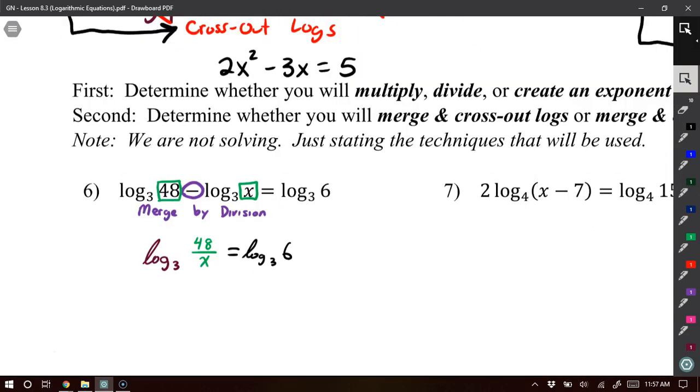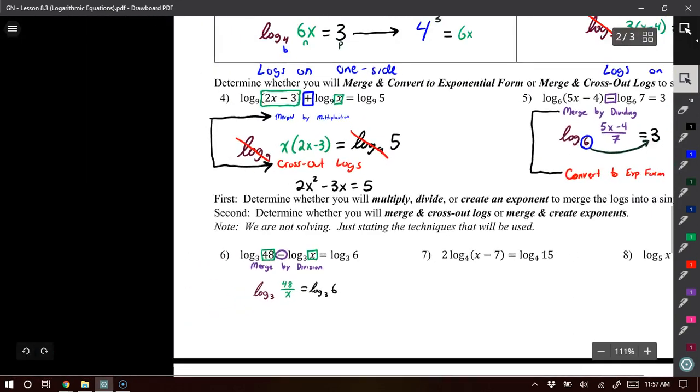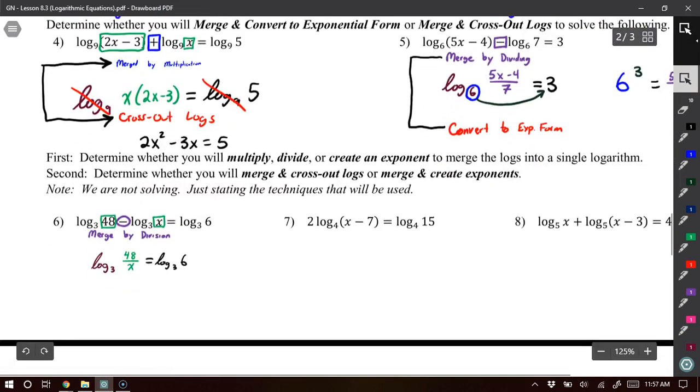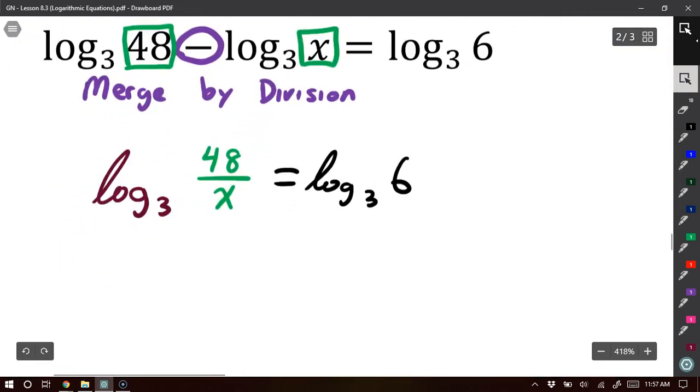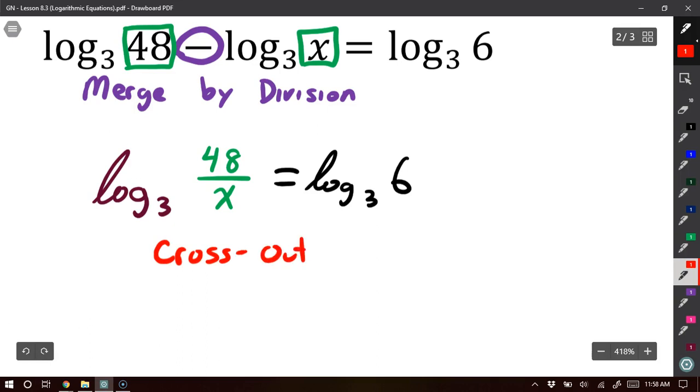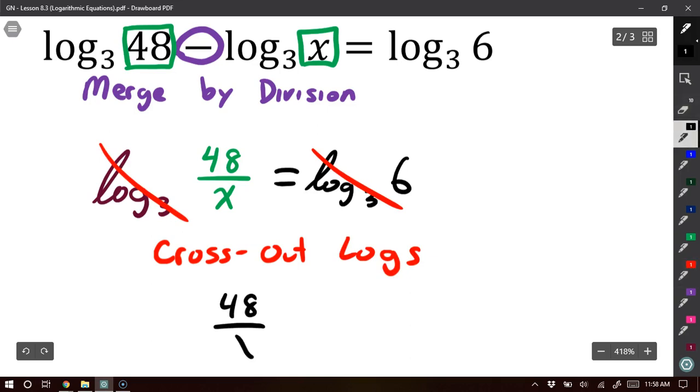The second part asks, now what am I going to do? Am I going to cross out my logs, or am I going to create exponential form? It's that idea of what structure are you dealing with? Do I have log equal a value, or do I have log equal a log? And in this case, I have log equal a log. I have logs on both sides. And when you have logs on both sides, you can cross out the logs. And I'm left with 48 over x equals 6. Done. I could solve that.